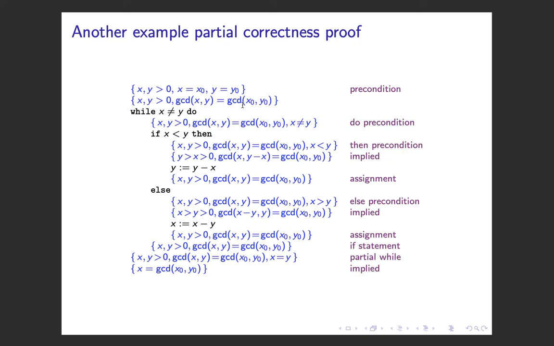And finally, we need to justify this statement just before the while loop. So that the greatest common divisor of x and y is the same as the greatest common divisor of x0 and y0, but that follows immediately from the precondition because x is x0 and y is y0, so that's an easy implication. And there we are, we've completed the partial correctness proof of Euclid's algorithm. So partial correctness, just to remind you, means if Euclid's algorithm terminates, then it terminates with the right answer, the greatest common divisor.